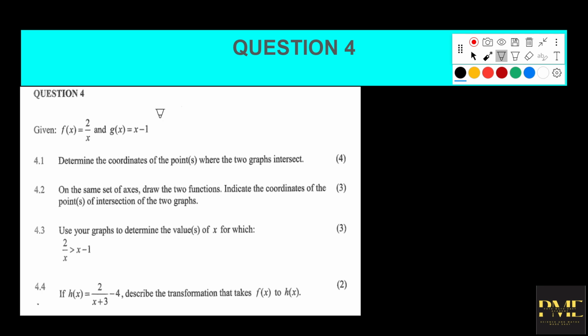Okay, now determine the coordinates of the points where the two graphs intersect. So 4.1 asks us to find the coordinates where the two graphs intersect.